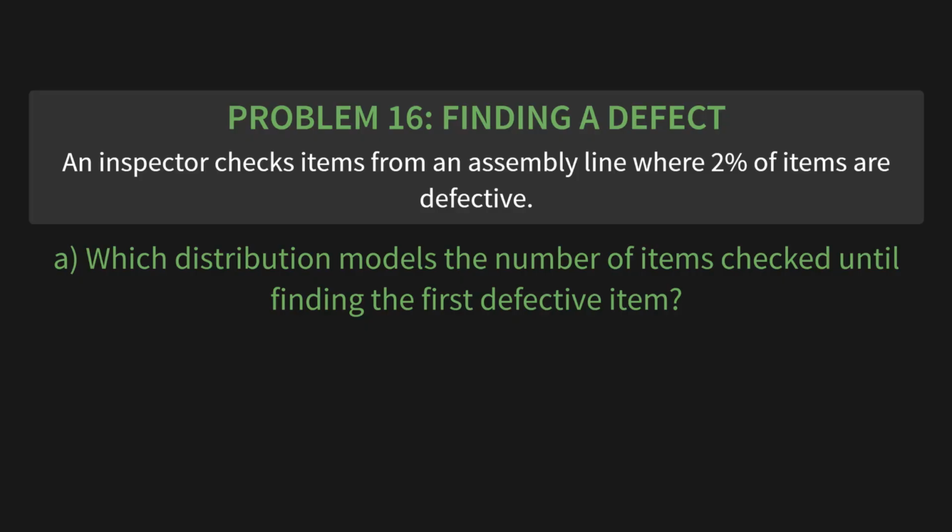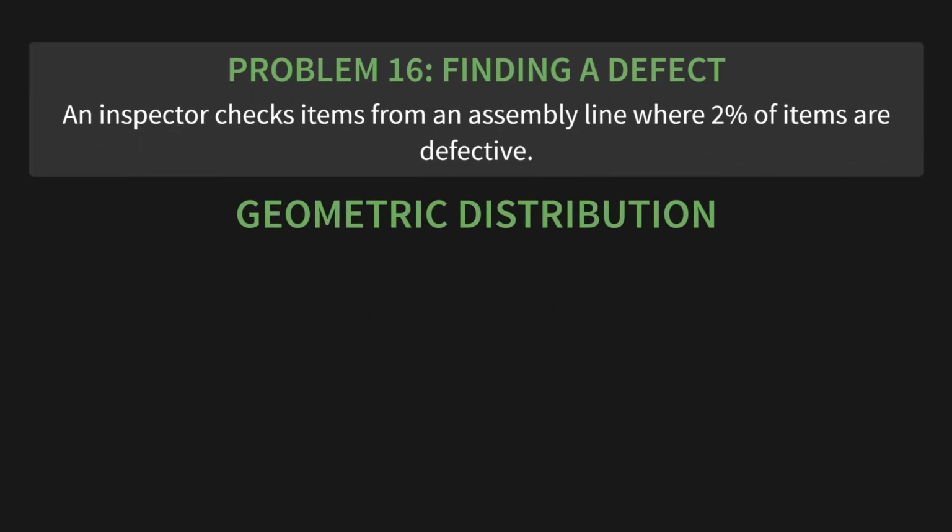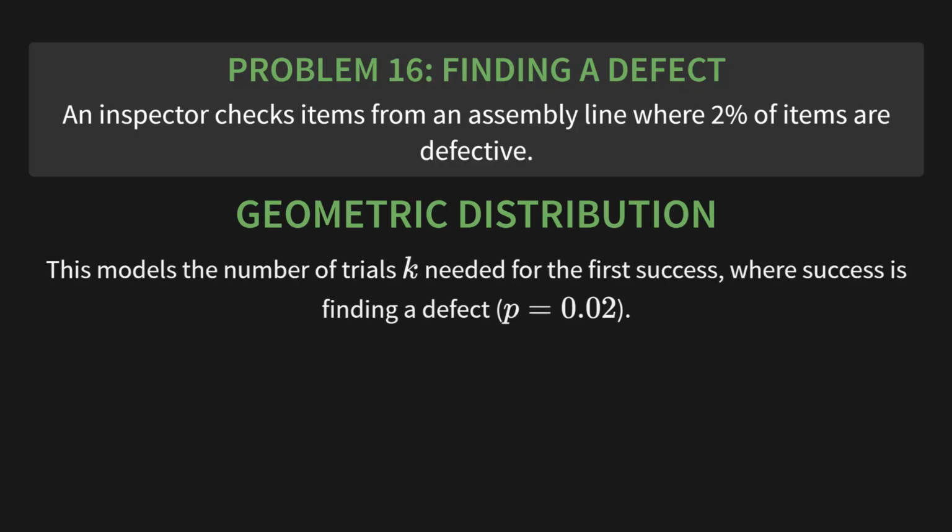Problem 16. Finding a defect. An inspector checks items from an assembly line where 2% of items are defective. First question. Which distribution models the number of items checked until finding the first defective item? The key here is that we're counting trials until the first success. That, my friends, is the geometric distribution. This models the number of trials, k, needed for the very first success.